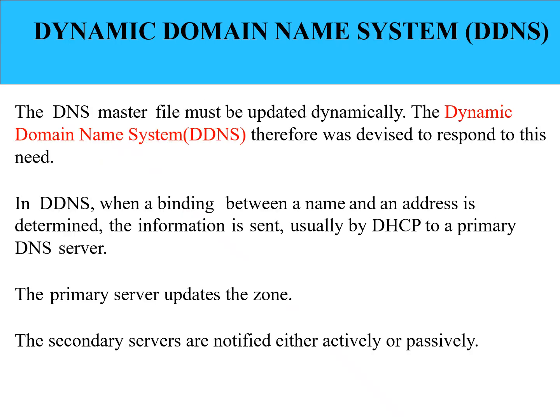Now let us look at the dynamic domain name system. It is basically called DDNS. The DNS master file must be updated dynamically. So the dynamic domain name system was devised to respond to this need. In the DNS, when a binding between a name and an address is determined, the information is usually sent by the DHCP to a primary DNS server. DHCP stands for dynamic host configuration protocol. The DHCP basically provides IP addresses in a network. The primary server updates the zone. The secondary servers are notified either actively or passively.